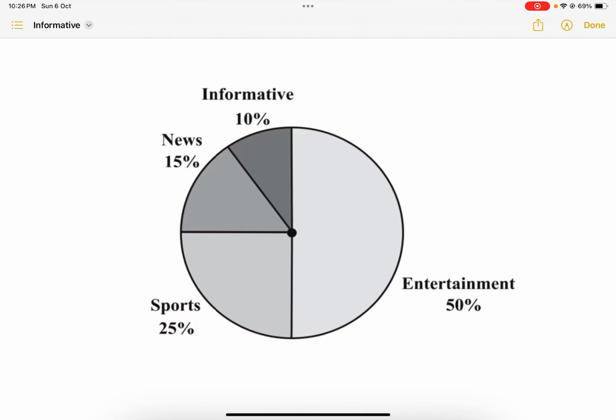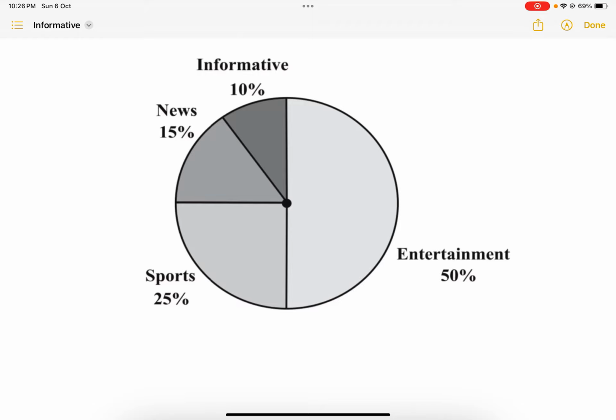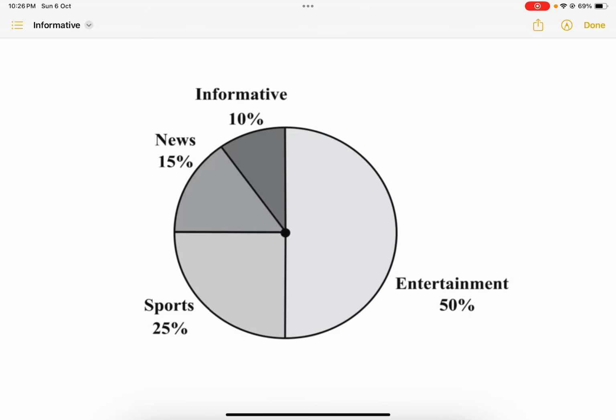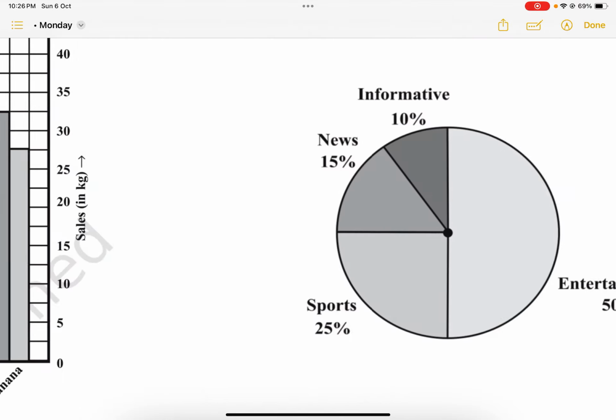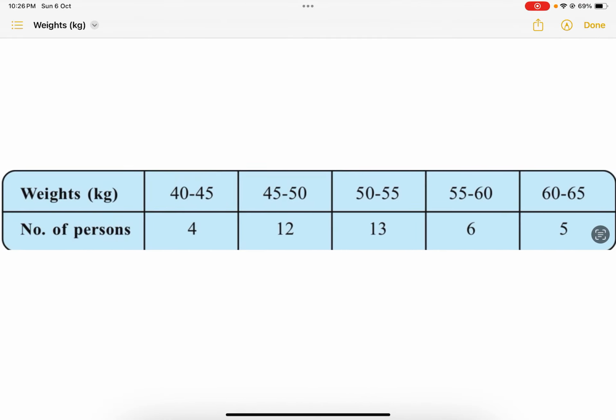So it's very clear to understand how to represent the given information. Now let us go to another problem. Let us have this problem.